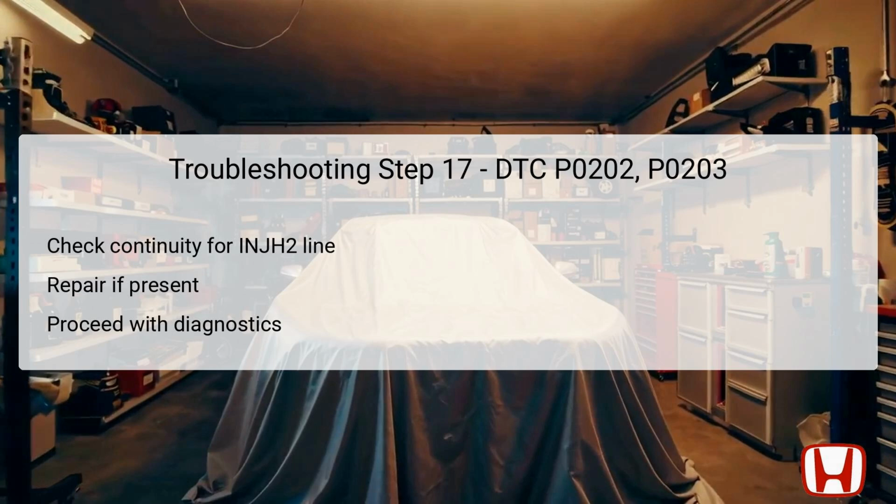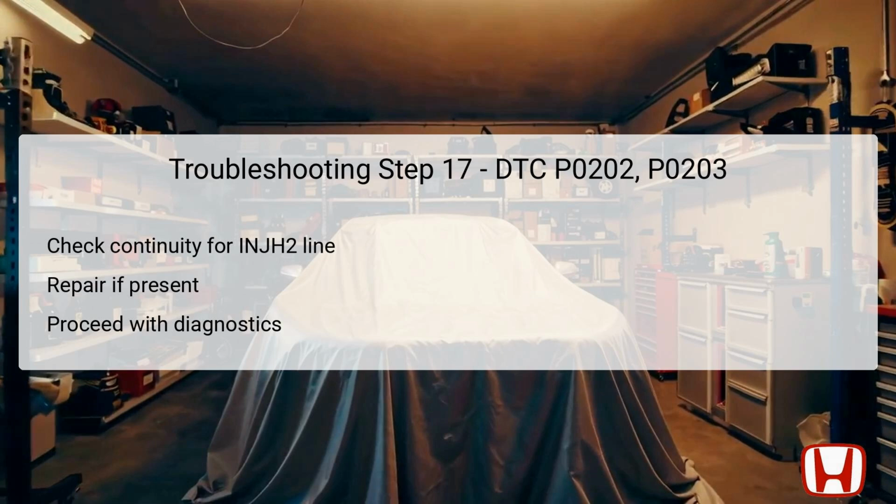Step 17 directs you to check for continuity in the INJH2 line to ensure there's no short circuit issue affecting the performance. With the vehicle in the off/lock mode, verify continuity between test point 1 at terminal number 5 of PCM connector E and body ground.